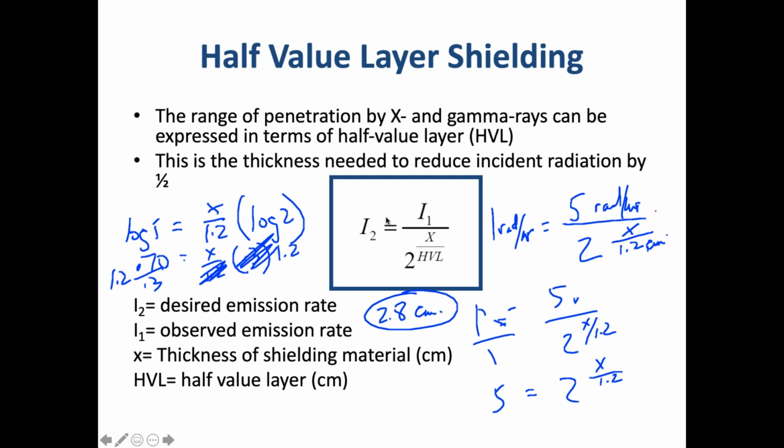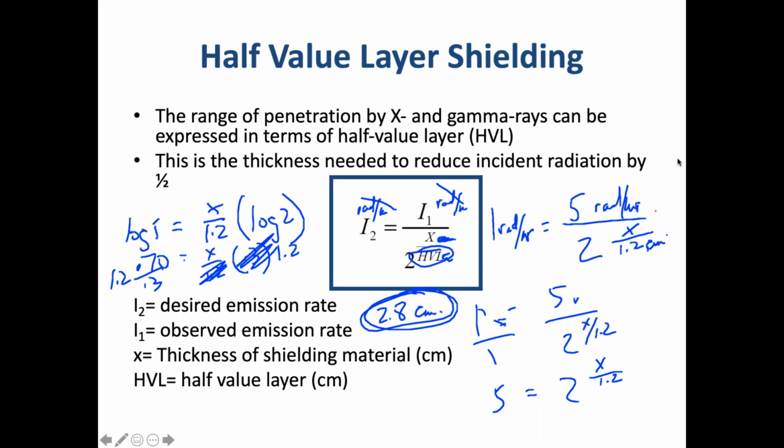Now let's just take a look at what our dimensions were. So this is 5 rad per hour. And this is rad per hour. And this, I think, is dimensionless. This is centimeters, and I think this is dimensionless. The half value is, oh, it's centimeters. Okay, so that winds up, rads per hour, just being equal to centimeters. It's 2.8 centimeters. Does that make sense now? So what was the problem again? We want to go from 5 rad to 1 rad.